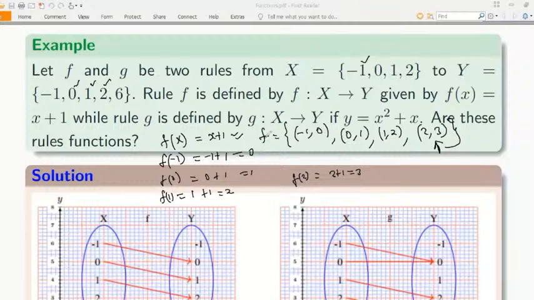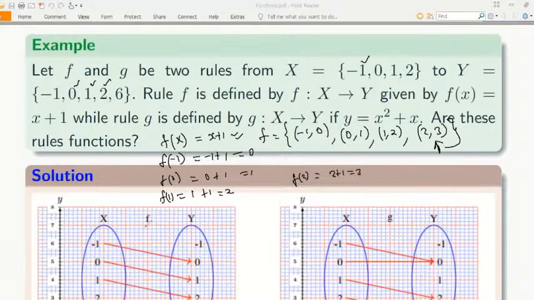So that means this f is not a function because 2 will not be assigned any element in Y. We see the elements in Y are these, but there's no 3 there. That means 2 will remain unassigned, and therefore f is not a function. Let's see how the diagram would look.